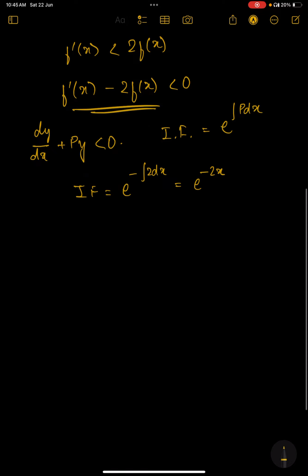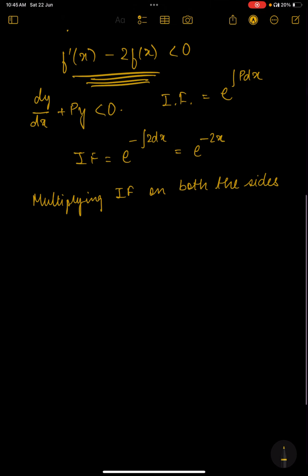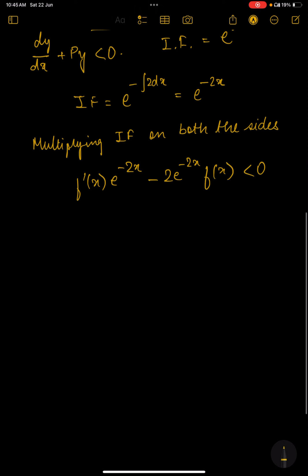When I multiply both sides of this differential inequality by the integrating factor, we have f'(x) e to the power minus 2x minus 2 e to the power minus 2x f(x) is less than 0. Now this, as you can see, is nothing but the derivative of e to the power minus 2x f(x), and this is less than 0.